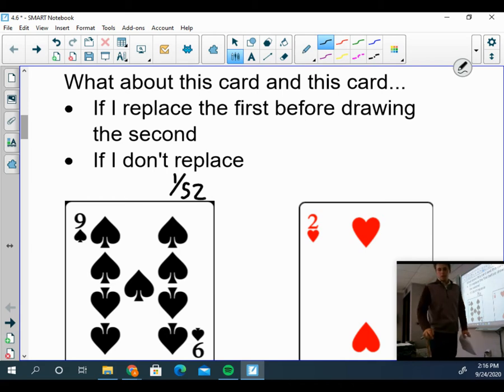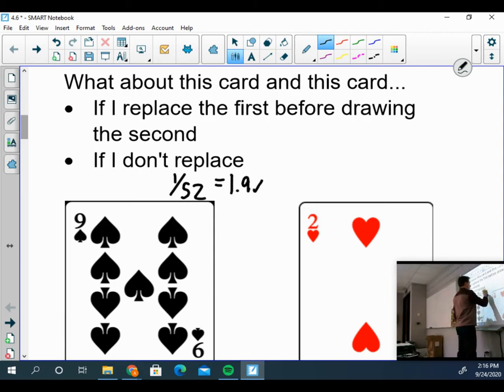If you want that in a percentage, that is a 1.9% chance. 0.019 as a decimal. 1.9% chance I draw the nine of spades. Okay. Well, then I put it back in, and then again, I draw the two of hearts. What's the chances of that happening? Well, there's a 1 in 52 chance I draw a two of hearts out of a full deck of cards.